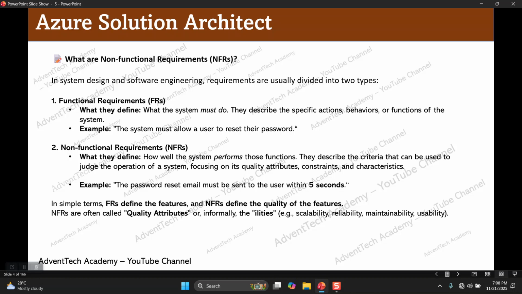For example, the password reset must be sent to the user within 5 seconds. Resetting the customer's password is a functional requirement. Sending the reset password to the user within 5 seconds is a non-functional requirement. In simple terms, functional requirements define the features, and non-functional requirements define the quality of the features. We often call non-functional requirements quality attributes, or informally the utilities: scalability, reliability, maintainability, usability. These are all non-functional requirements.